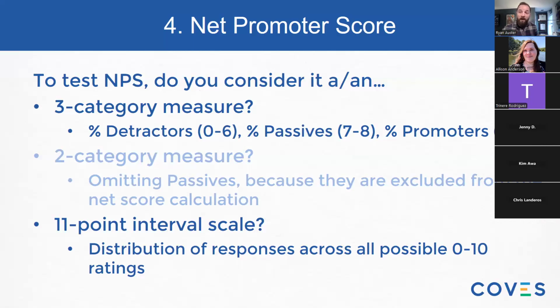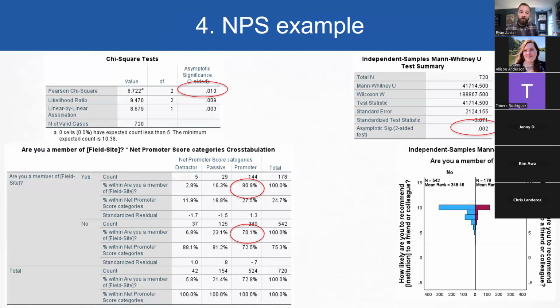And furthermore, the net score itself is a bastardization of this 0 to 100 scale because, you know from the calculation, net promoter scores can range from negative 100 to positive 100. So even statistical transformations won't help. The answer to this, by the way, is do either the chi-square on the three category measure or the Mann-Whitney on the 11-point interval scale.